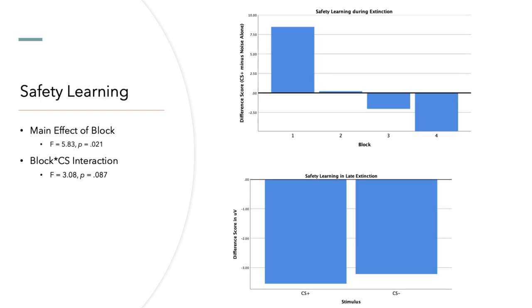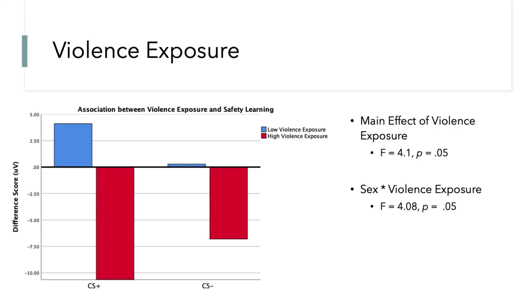Safety learning is also evidenced in this sample. Again, we see the difference scores for each type of stimulus minus noise alone. A repeated measures ANOVA showed a significant difference of fear potentiated startle across extinction, where overall fear potentiated startle decreased significantly from the beginning to end of the paradigm. During the final block of extinction, there are no significant differences in fear potentiated startle when comparing CS plus and CS minus trials.